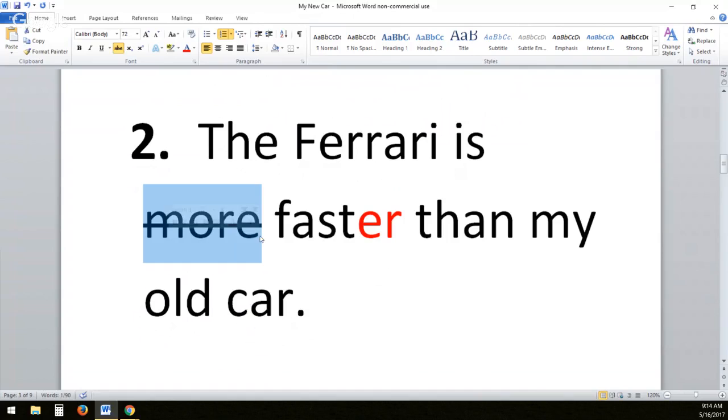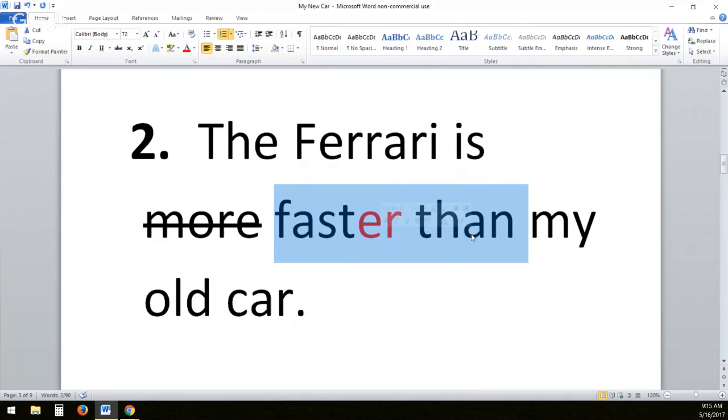We don't need to add more. We only add more. Do you know, when should we add more? Well, more is only for big words, more expensive. The Ferrari is more expensive than my old car. Very true. The Ferrari is more exciting than my old car. Great, because more is only with bigger words. And ER, we're going to use as a comparison with short words. The Ferrari is faster than my old car. All right, you guys are doing great.